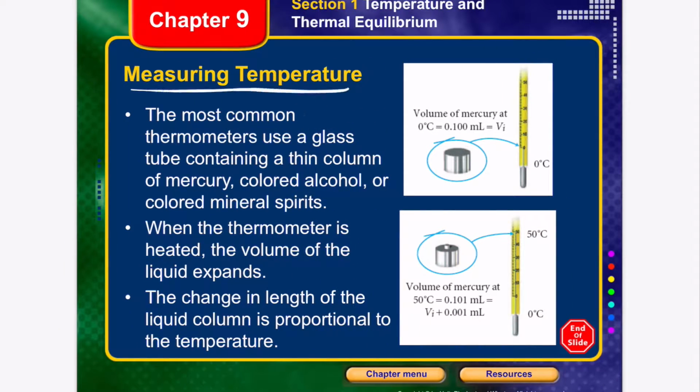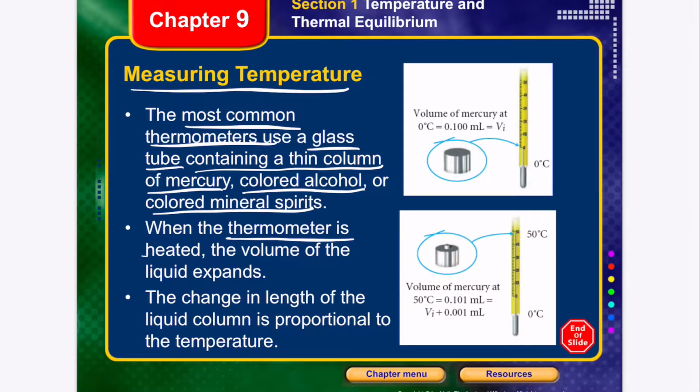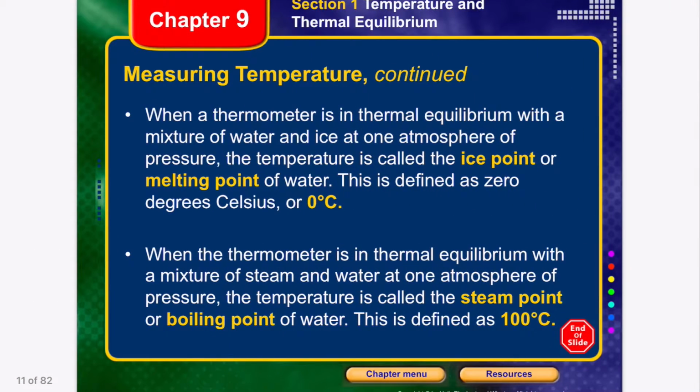So how do you measure temperature? The most common thermometers generally use a glass tube containing a thin column of mercury, colored alcohol, or colored mineral spirits. When the thermometer is heated, there is an increase in the volume of the liquid, and that change in the length of the liquid column is proportional to the temperature. Thereby we measure the temperature. So we calibrate the length to the temperature to make sure that these values can be used to determine the actual temperature.